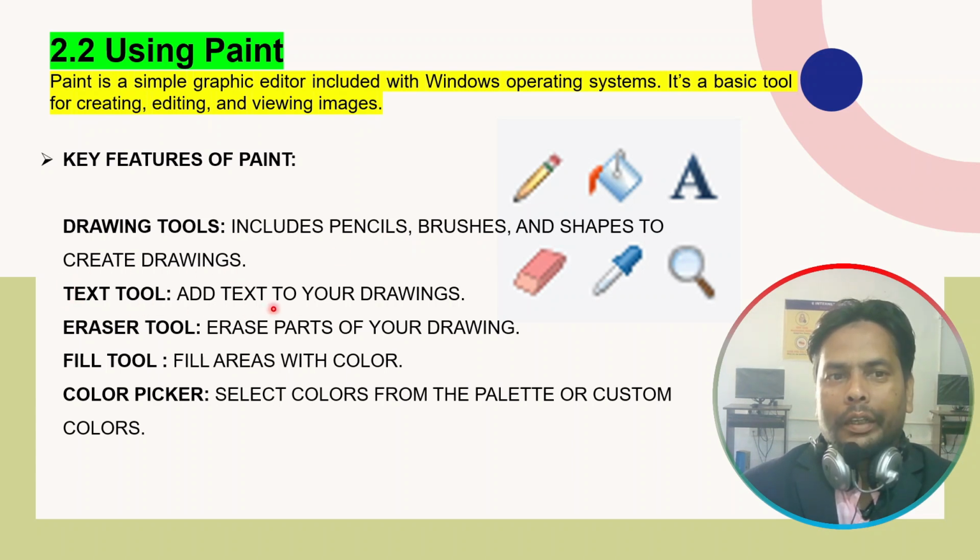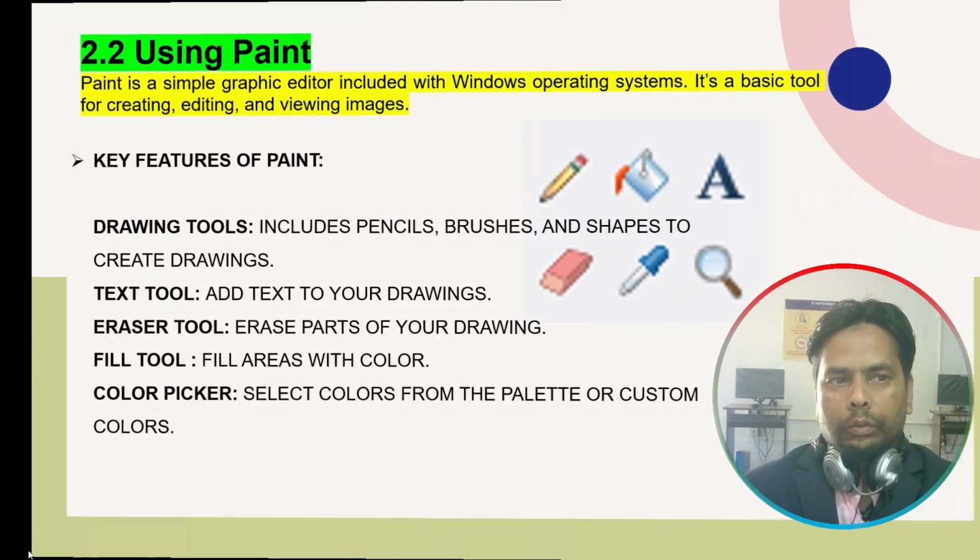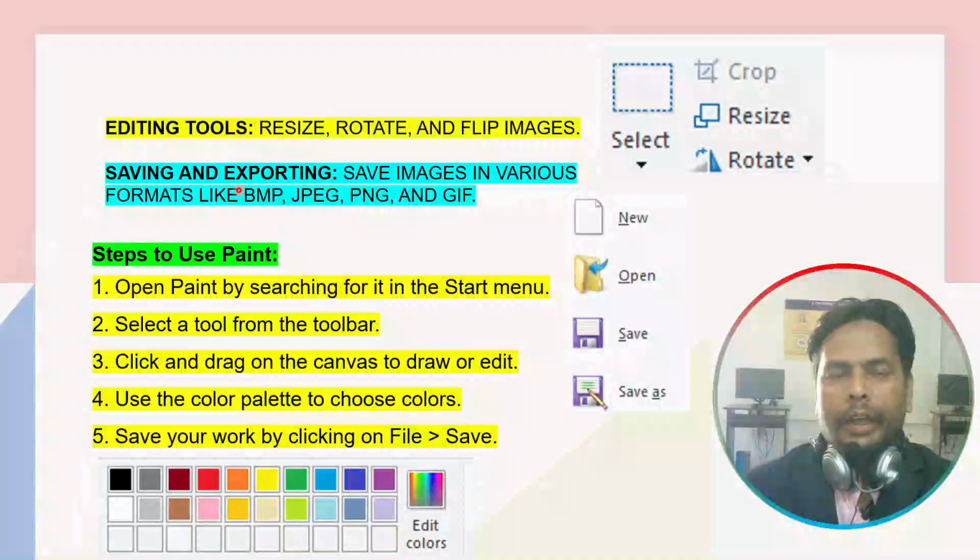Text tool: add text to your drawings. Erase tool: erase parts of your drawing. Fill tool: fill areas with color. Color picker: select colors from the palette or custom colors. Editing tool: resize, rotate, and flip images. Saving and exporting: save images in various formats like BMP, JPEG, PNG, and GIF.